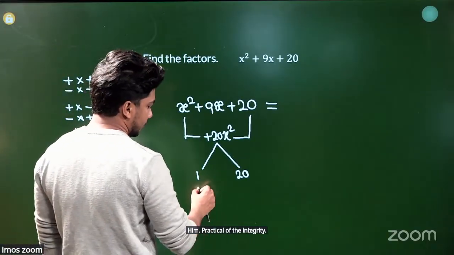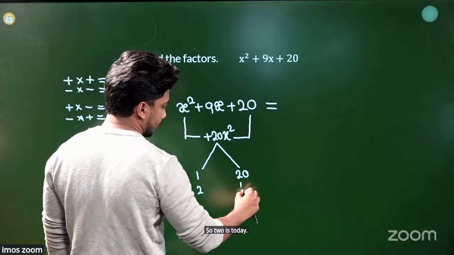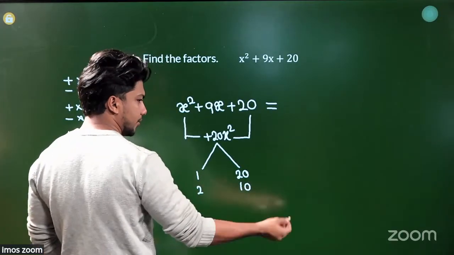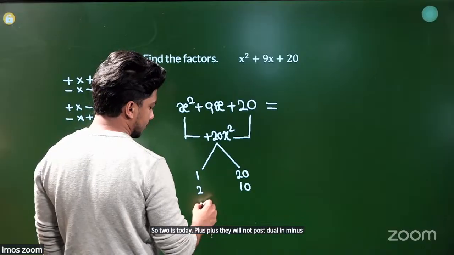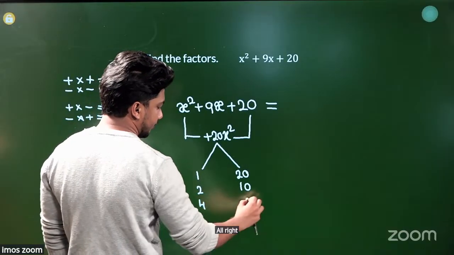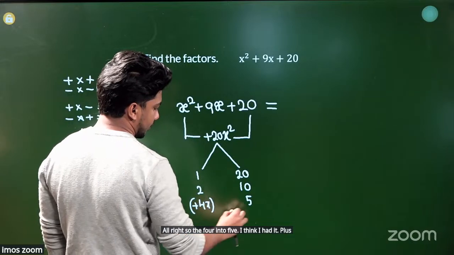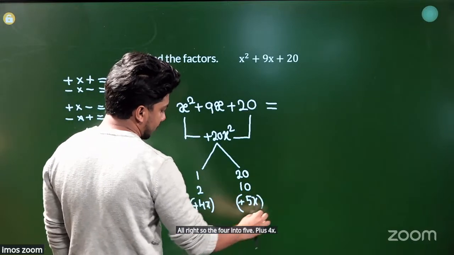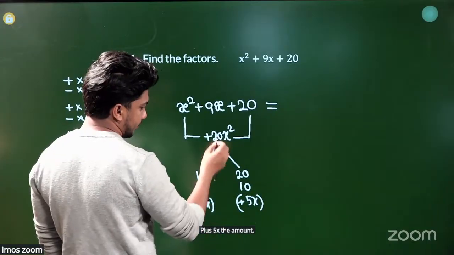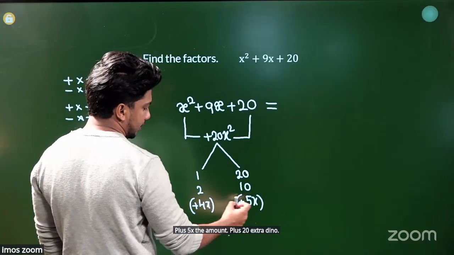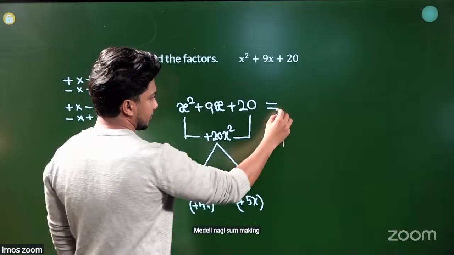So 2 is to 10. Plus plus තිබුණොත් plus 12 එන්නේ. Minus minus වෙනොත් minus 12. හරි. එතකොට 4 into 5. එහෙනම් මම මෙතන plus 4x plus 5x දැම්ම නම් බලන්න මේ දෙන්නගේ ප්‍රොඩක්ට් එකෙන් plus 20x squared එනවා. මේ දෙන්නගේ sum එකෙන් plus 9x එනවා.